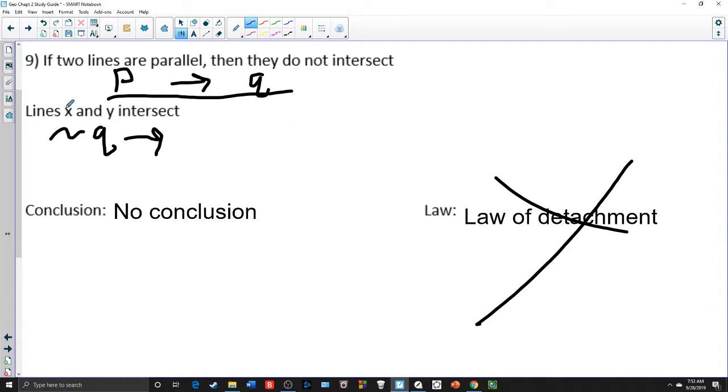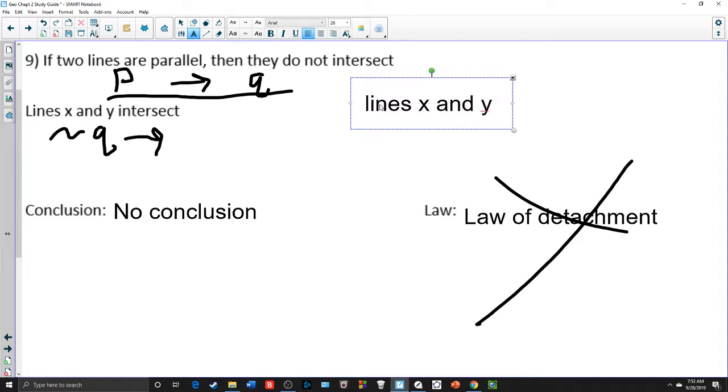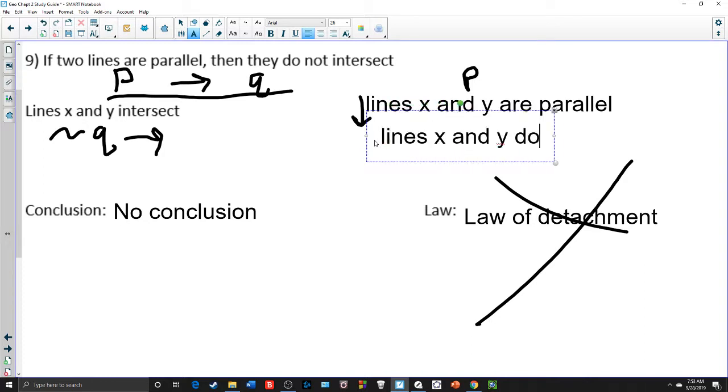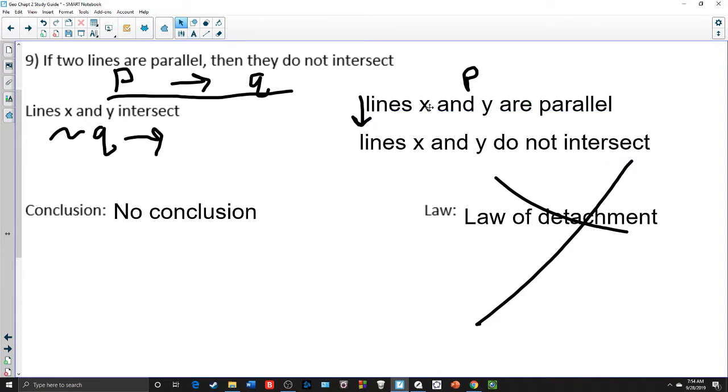If they had said lines X and Y are parallel, then I would have my P statement satisfied. It says if two lines are parallel, they do not intersect. Well, that's true. So then I can conclude that lines X and Y do not intersect. Since they gave me P in this case, then I can conclude that Q works. And that would be by law of detachment.